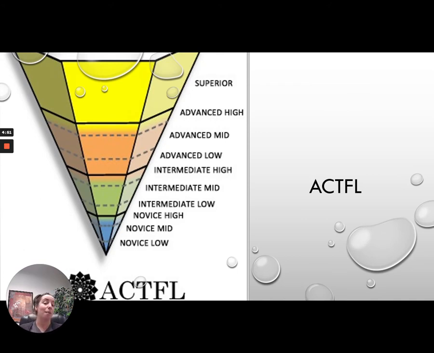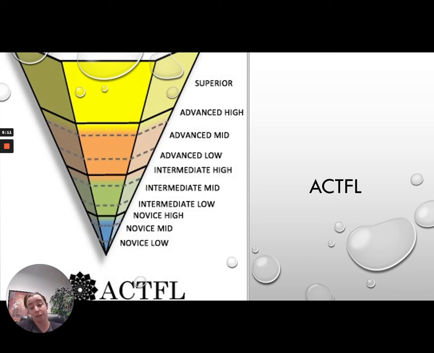The ACTFL, American Council on the Teaching of Foreign Languages scale, is the most commonly trusted measure of language proficiency. You can see what a technique looks like here. It's an inverted pyramid divided into 4 major sections. You can see the 4 colors: novice or beginner, intermediate, advanced, and then superior or distinguished.